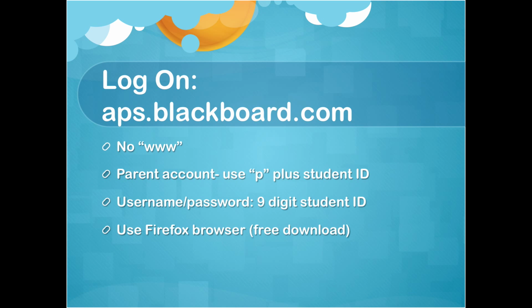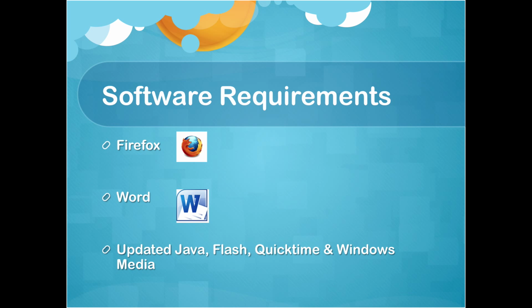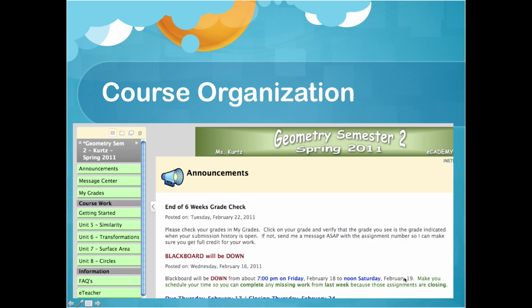The best browser to use for Blackboard is Firefox. If you don't already have that on all of the computers you'll be using to access the course, please download it. It's a free download. So the software requirements for your Blackboard course are both the Firefox browser and Word. You also need to do the free updates for Java, Flash, QuickTime, and Windows Media.